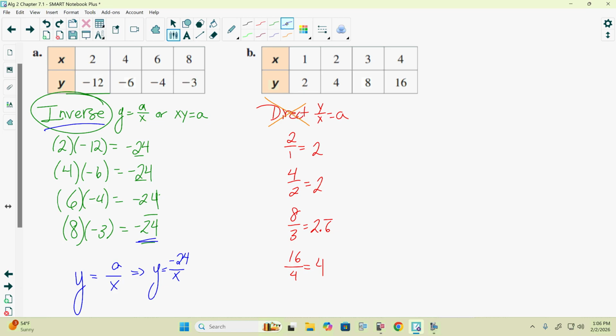All right, let's check inverse. Inverse is x times y equals a. 1 times 2 is 2. 2 times 4 is 8. They're not both the same, so we're done. We don't even have to check the rest, because again, those values of a have to be the same. If they are not the same, it doesn't work. So that means this one is what? Neither.